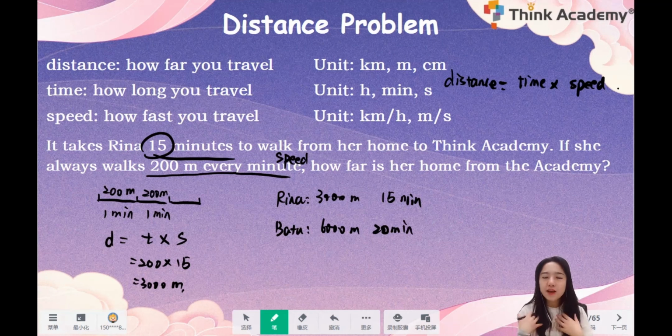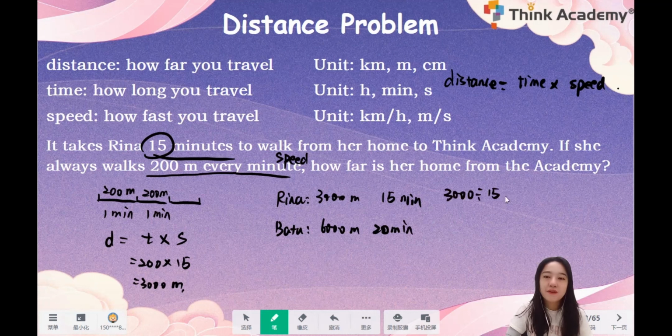It's not so easy to know that. You can see, actually, I spent less time. Can I say I am the first one? But because Batu travels a longer distance, so when both time and the distance are different, it's not so easy to compare who is faster. That's why we try to make sure one amount is the same, which is the unit. We just compare how far they can travel in 1 minute.